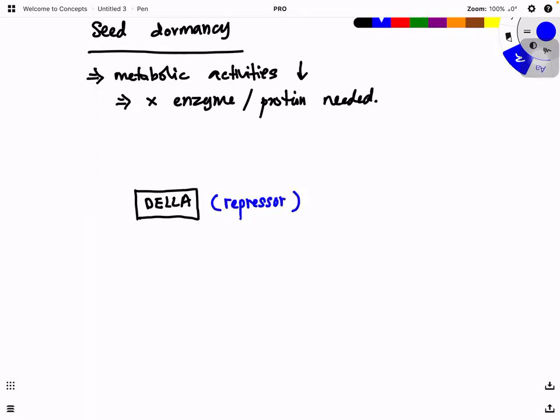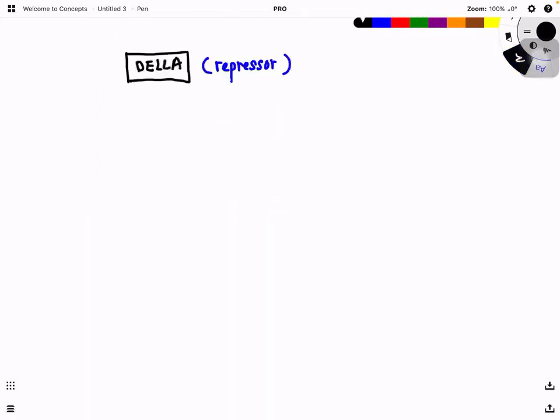So what DELLA protein actually does is bind to a transcription factor. This transcription factor is called PIF, phytochrome interacting factor. So what is PIF? PIF is a transcription factor. So you can see that now the transcription factor is bound to the DELLA protein, so it now cannot bind to the promoter. Why? Because the PIF is now bound to the DELLA protein.